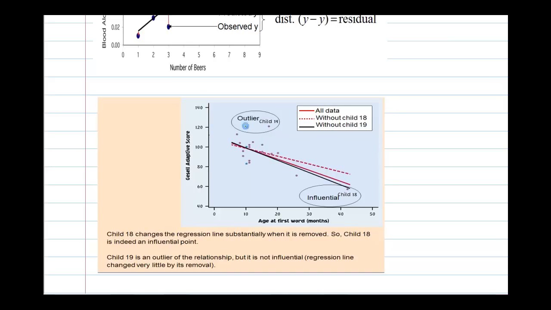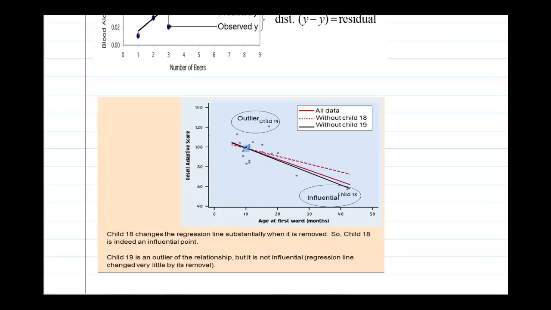Now the effect on the line without this outlier is very little. If you notice, the difference between all data and this line is very little. So an outlier typically has very little influence on the regression line. However, if we took out this influential point, because it was clear out on the end here, it's kind of isolated over by itself. If we take out child 18, this influential point, wow, look at the difference between the regression line. It goes from the solid red to the dashed red. It really changes that regression line.